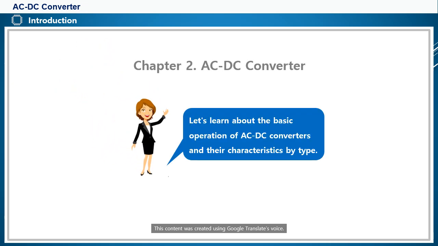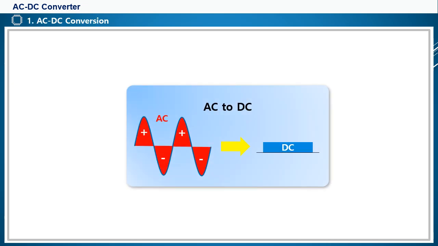Let's learn about the basic operation of AC-DC converters and their characteristics by type. Why is AC to DC conversion necessary? The electricity supplied to homes and factories is a high AC voltage of 100 to 220 volts.